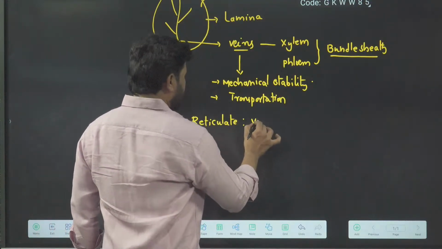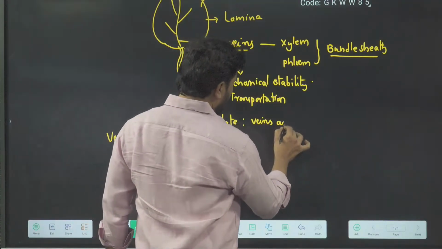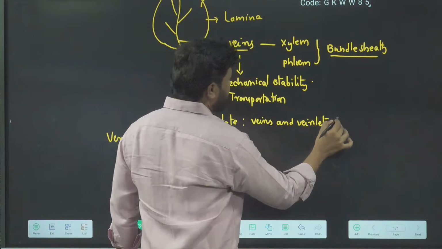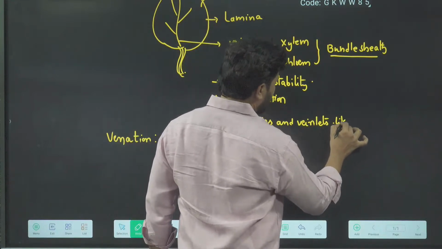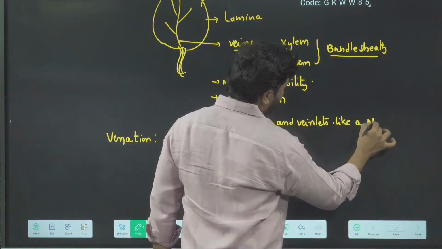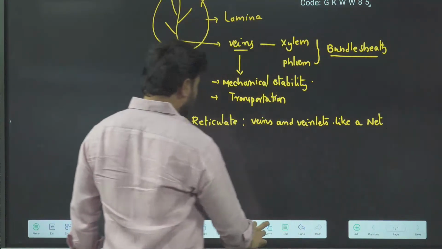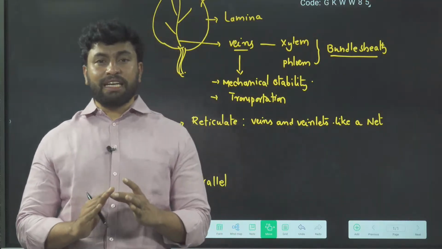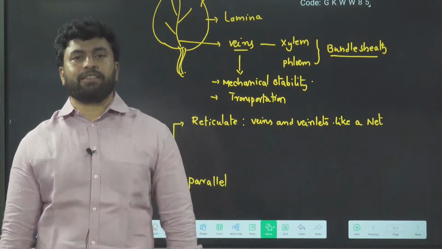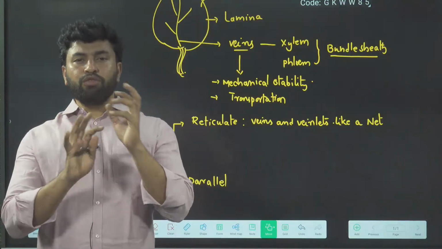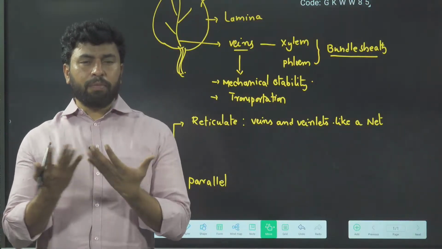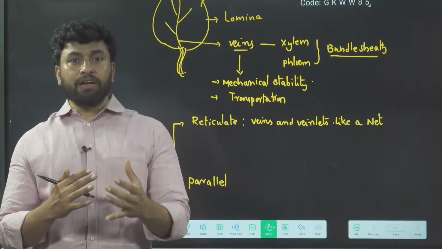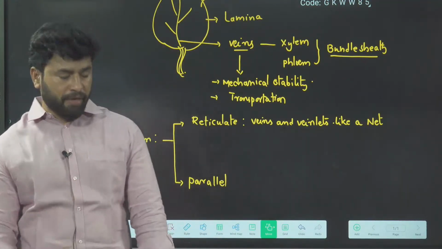Reticulate: veins and veinlets arranged like a network, like a net. We consider it reticulate venation. Remember, reticulum means net-like structure or mesh-like structure. There are some uneven movements of their strings. Over there it appears like a net-like structure. That's why it is a kind of reticulate mechanism of venation.